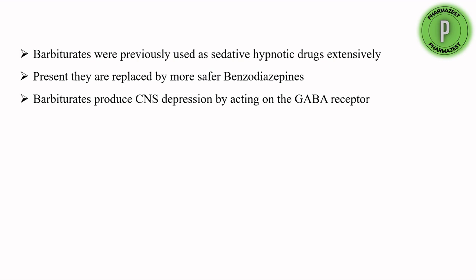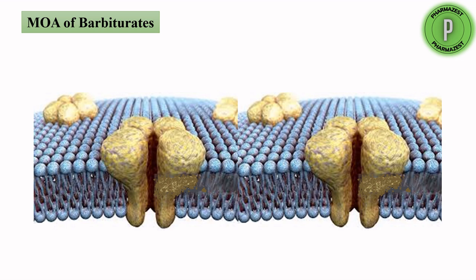Barbiturates produce CNS depression by acting on the GABA receptor. Now coming to the mechanism of action of barbiturates. Barbiturates potentiate the action of the GABA receptor, that is the gamma aminobutyric acid receptor. GABA is an inhibitory neurotransmitter. What happens here is when these barbiturates come and attach to this receptor, here is this chloride ion channel. You can see a channel passing through this receptor. This is the chloride channel. What happens is the chloride ions enter into the cell.